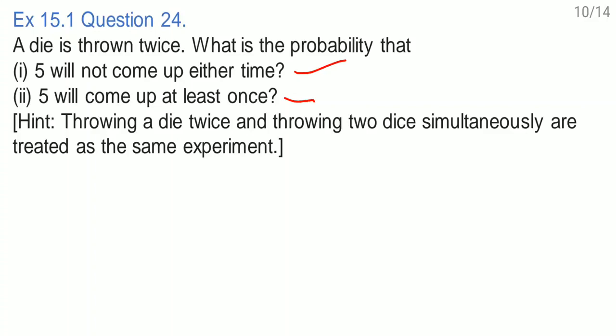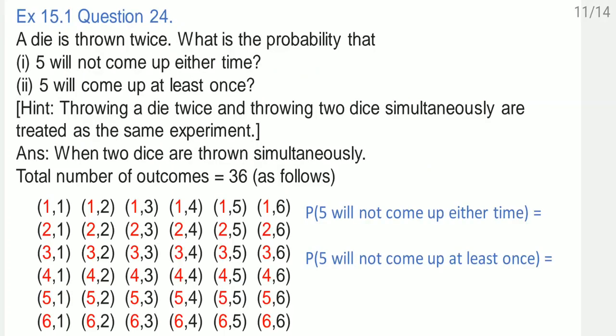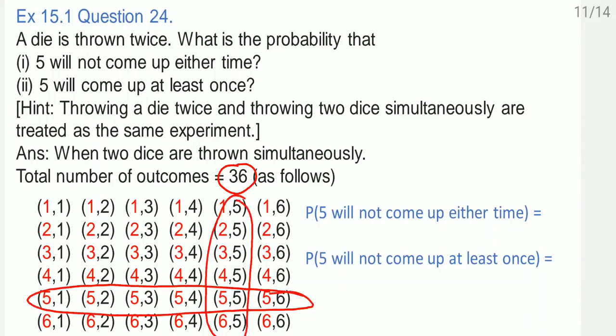So when you throw 2 dice together, you know how many outcomes are coming. Already I have shown you in the previous questions, right? See here, the total number of outcomes is 36. Now they have asked us, what is the probability that 5 will not come up either time? We don't want 5 at any place. So what I will do, I will remove this one and this one. Now these outcomes I am going to remove, out of the 36 outcomes we have.